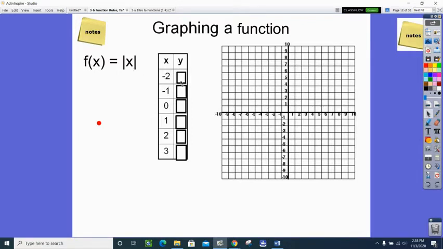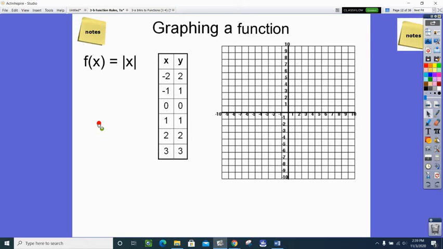Okay, there's the fave 5. So I put in -2, and the absolute value of -2 is +2. Absolute value of -1 is 1. Absolute value of 0 is 0. Absolute value of 1 is 1. Hey, notice that duplicate answer there. Absolute value of 2 is 2. And if we kept going, it would look like this.